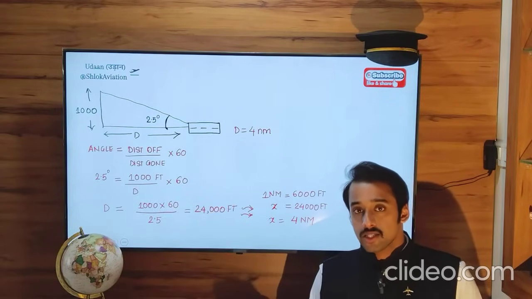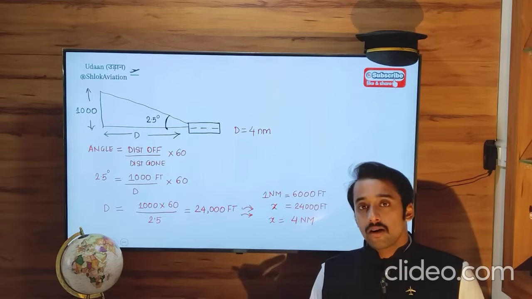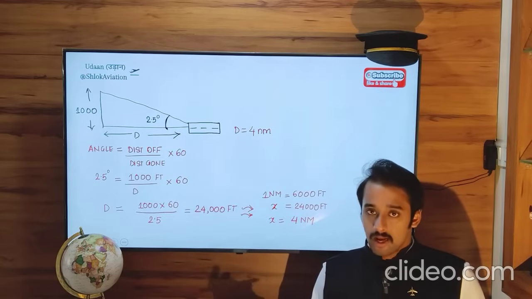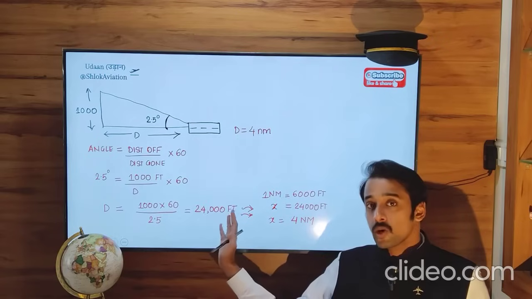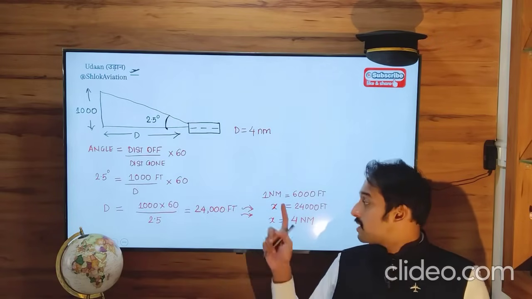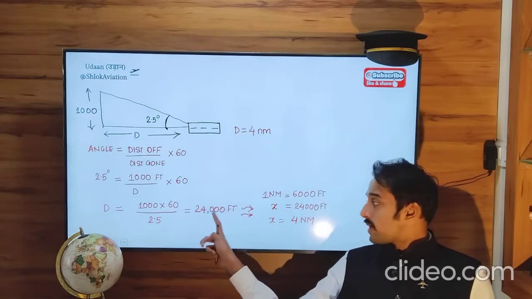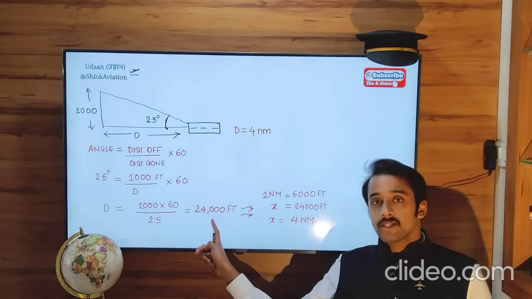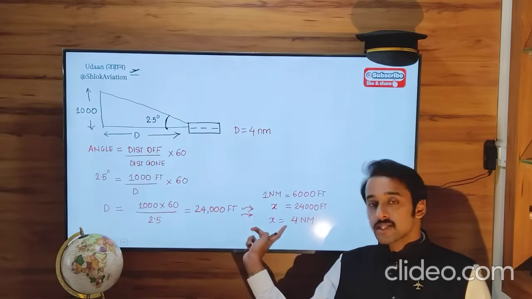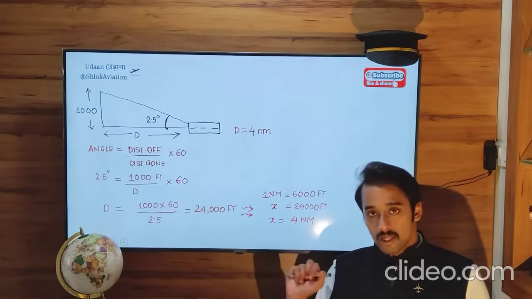Now when calculating distances on the ground, they are in terms of nautical miles. So convert this feet into nautical miles. Now one nautical mile is 6,000 feet. So 24,000 will be how many nautical miles? Cross multiply. You get the answer as 4 nautical miles.